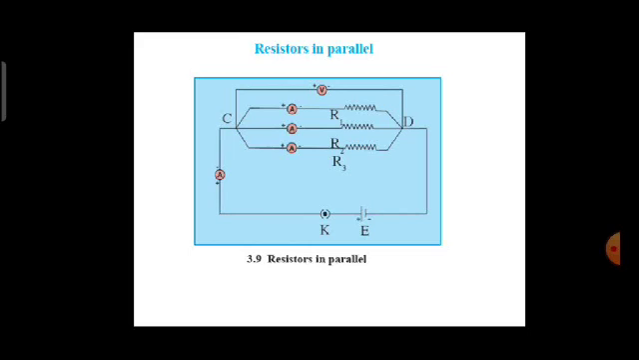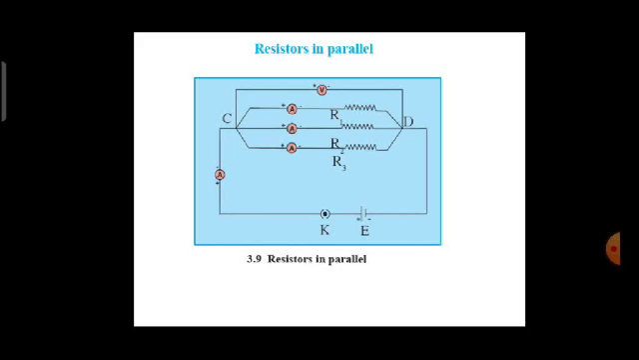Now let us study resistors in parallel. Resistors are connected in parallel when their ends are connected at both the sides. As you can see in the figure, here three resistors R1, R2 and R3 are connected in parallel between the points C and D. Okay, they are connected one below the other.